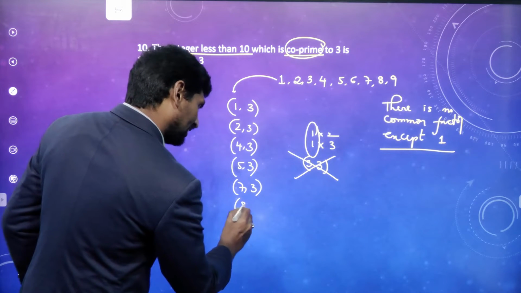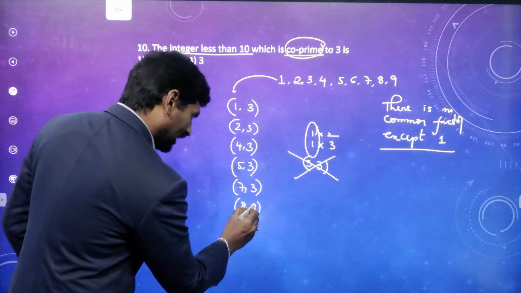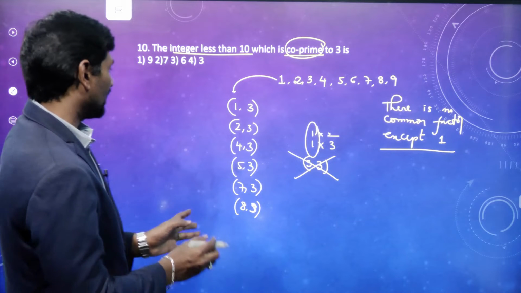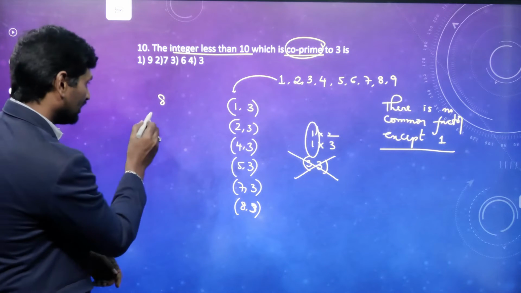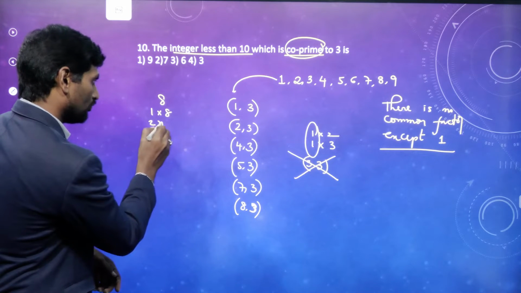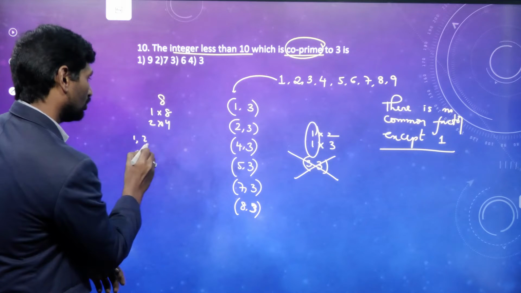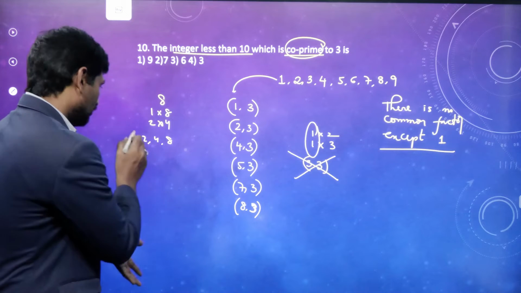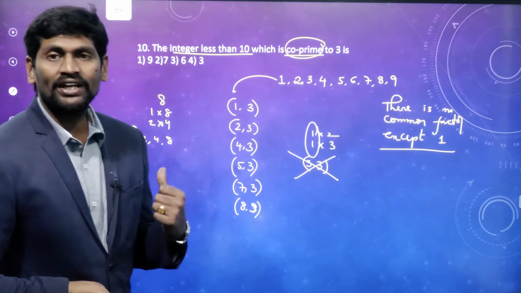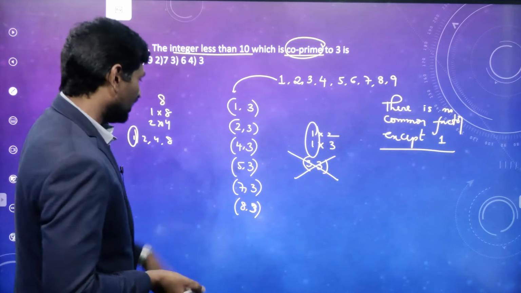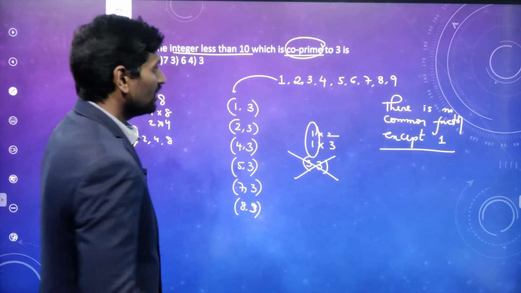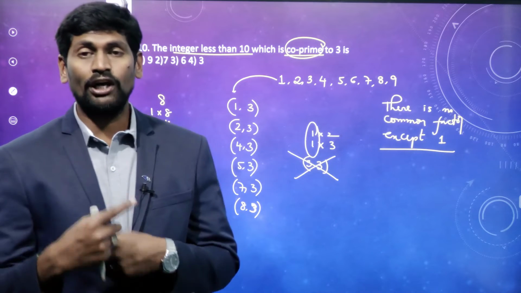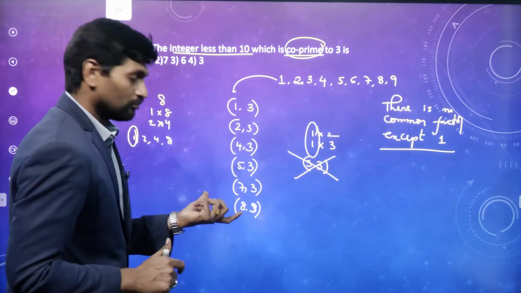Now 8. What about 8? Yes, 8 won't come in the 3 table. So 3 and 8 have only 1 as the common factor. Let us check. What are the factors of 8? 1 times 8, 2 times 4. That's it. So 1, 2, 4, 8. The factors of 3 are 1 and itself because 3 is a prime number. Observing here, 1 is the only common factor between 3 and 8. So these two are also co-primes. Compared to 9, 9 will come in the 3 table. That means we can find one more extra factor with 1.